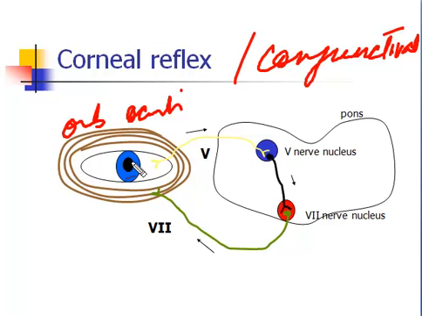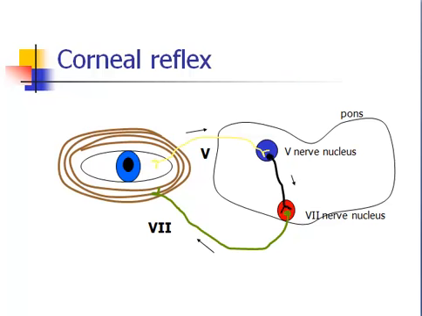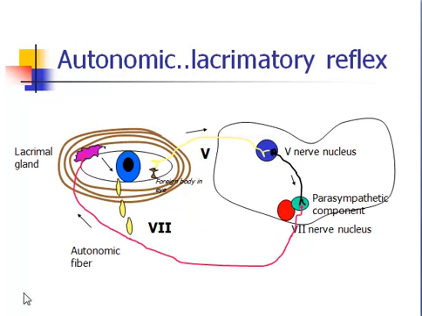So if either the cornea or the conjunctiva is irritated, this area is supplied by the fifth cranial nerve. The afferent fibers go to the fifth nerve nucleus. An interneuron connects it to the seventh nerve. And the efferent fibers, which are motor fibers, go to the orbicularis oculi muscle and stimulate it, and it constricts and you close your eye. So this is blinking.